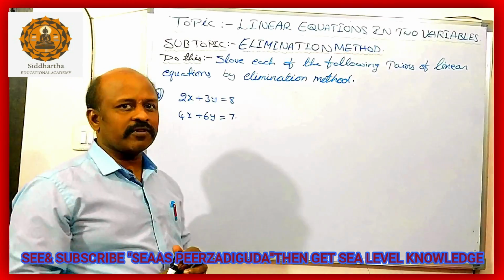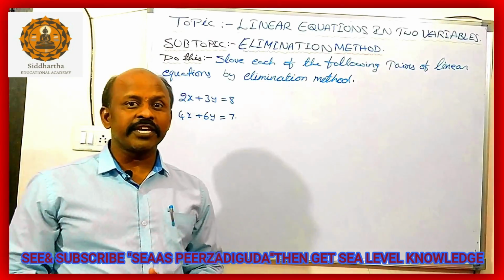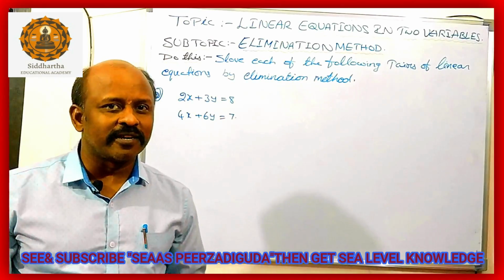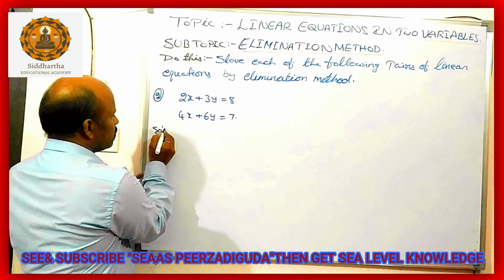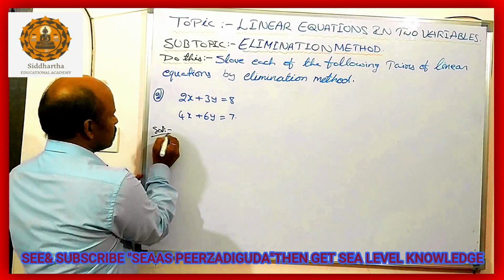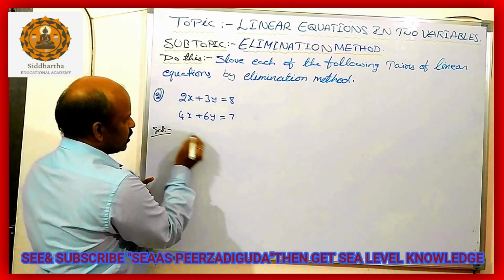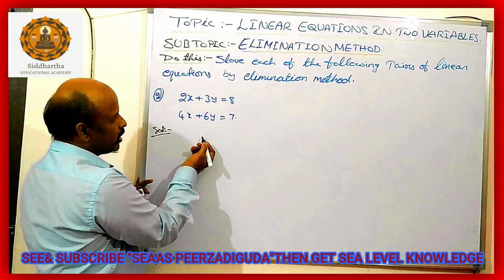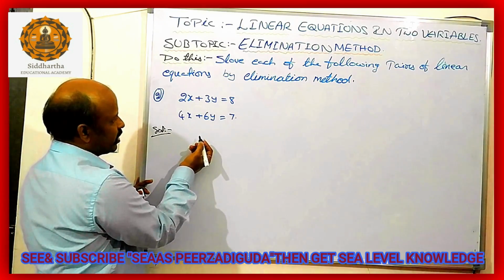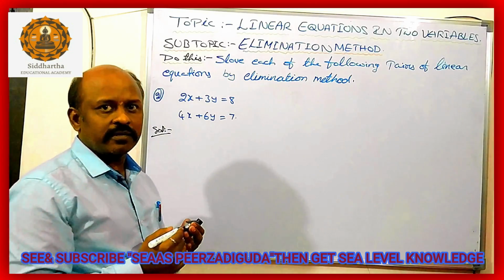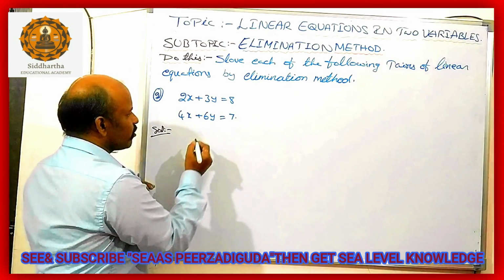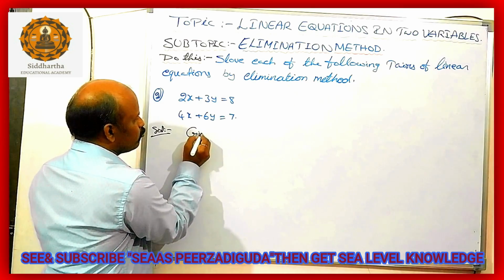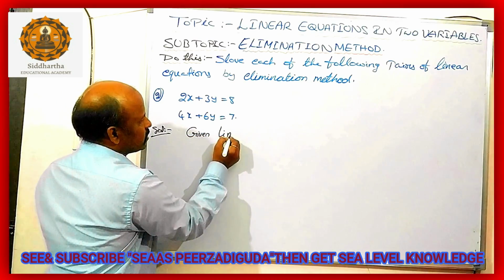So these two linear equations, how am I solving over here? By elimination method. So once you observe, I am going to start the solution over here only. So once you see the solution over here. When we start the solution, we have to write given parts. So what is given part over here? Given linear equations.